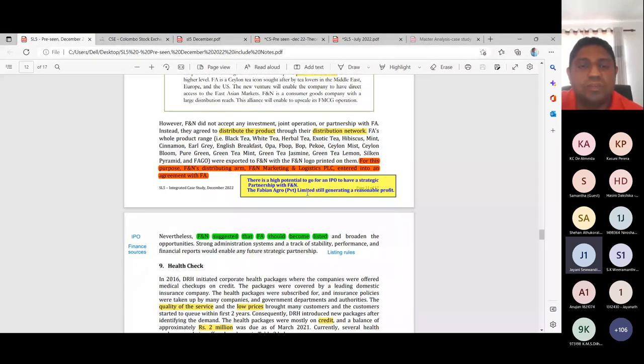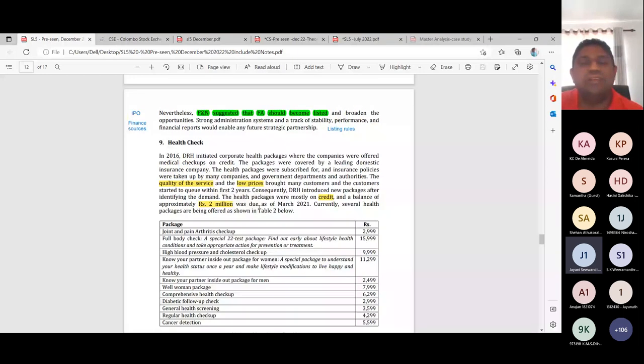For this purpose, FN's distributing arm, Marketing and Logistics PLC, enters into an agreement with FA. So what has happened is, we are going to distribute our product through this new partner, right? So what can happen is they may try to increase their interest within this particular organization. They may buy shares. That can happen. Nevertheless, FN suggests that FA should become listed. So they suggested to become listed. So there may be listing rules you have to carefully look at. Right? Yeah.